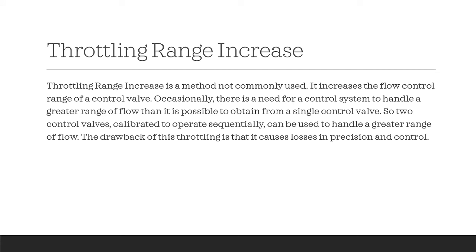Throttling range increase is a method not commonly used. It increases the flow control range of a control valve. Occasionally there's a need for a control system to handle a greater range of flow than it is possible to obtain from a single control valve. So two control valves calibrated to operate sequentially can be used to handle a greater range of flow. The drawback of this throttling is that it causes losses in precision and control.